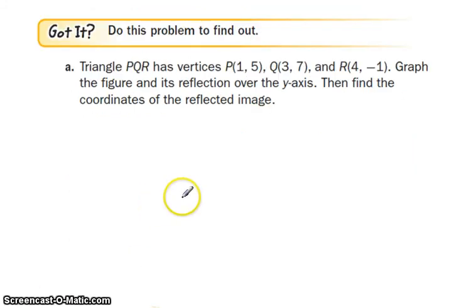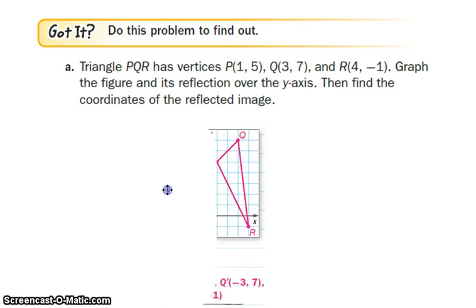Alright, so the first thing that you needed to do is plot triangle PQR, and here are the original vertices, P, Q, and R. So when we graph this, here's what your original image should look like. They're asking us to reflect it over the y-axis. So here's your y-axis right here, and we're going to flip this over to this side.